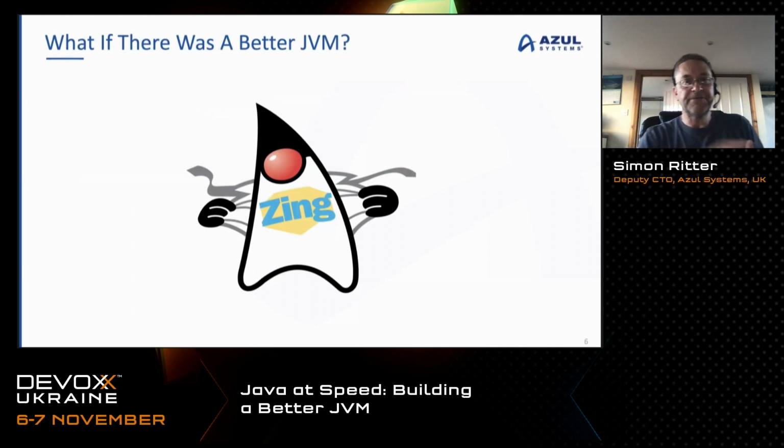So what if there was a better JVM? Well, we like to think that there is, and we call it Zing. So Zing is our JVM that we've developed. And what I'm going to do for the rest of the presentation is not give you a sales and marketing pitch. I'm going to explain technically what Zing does.